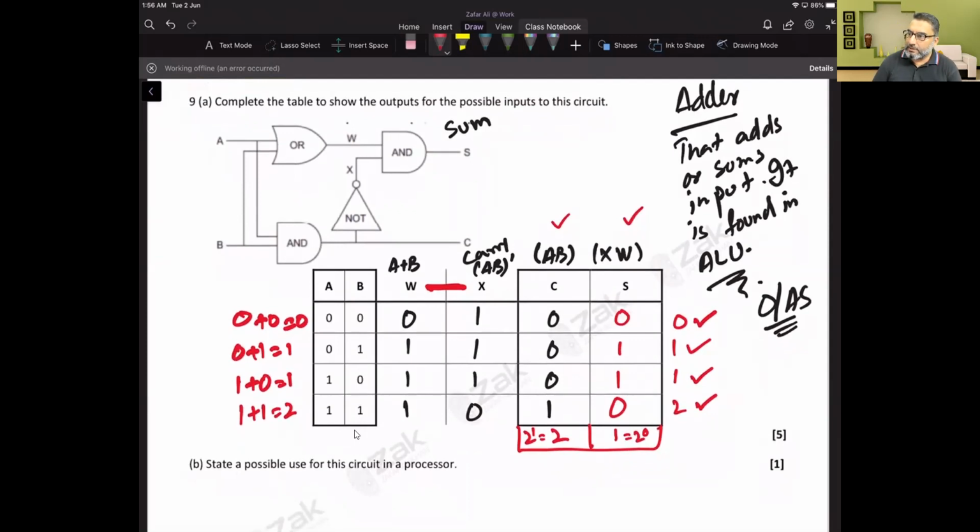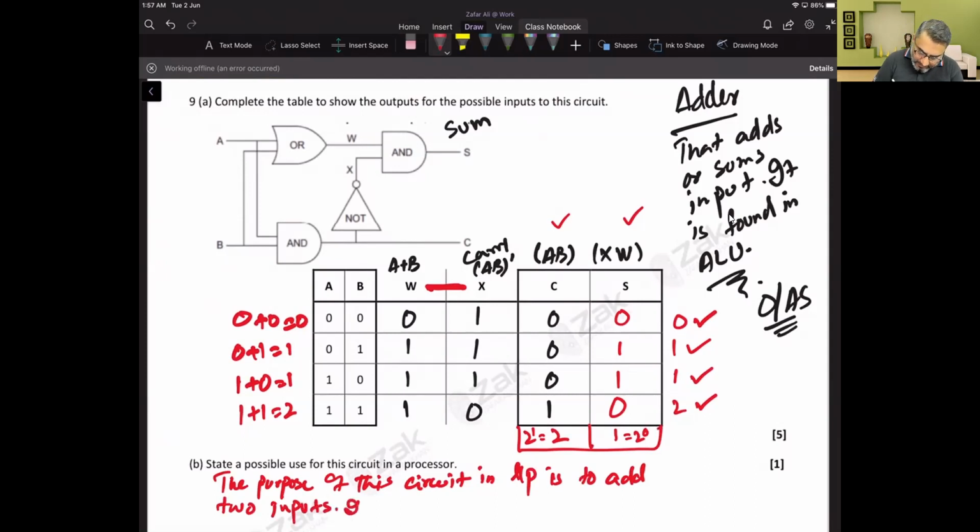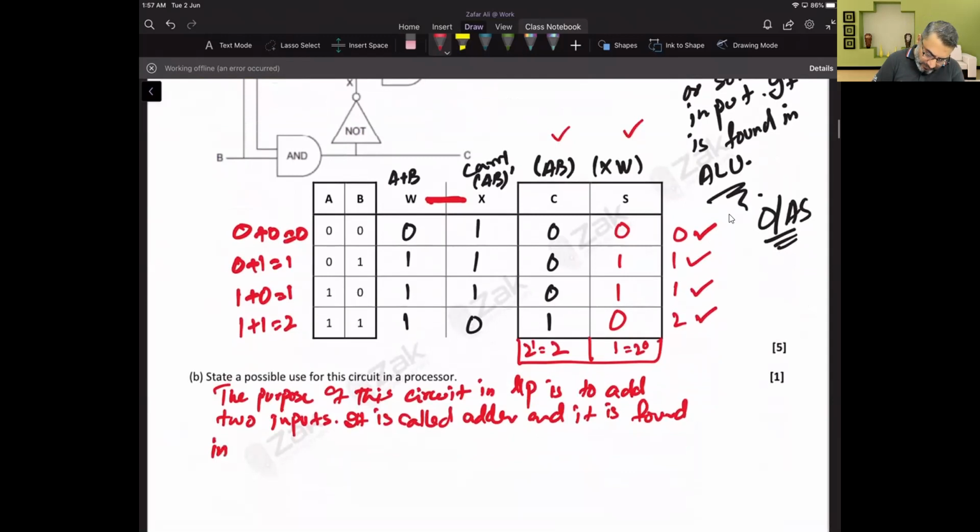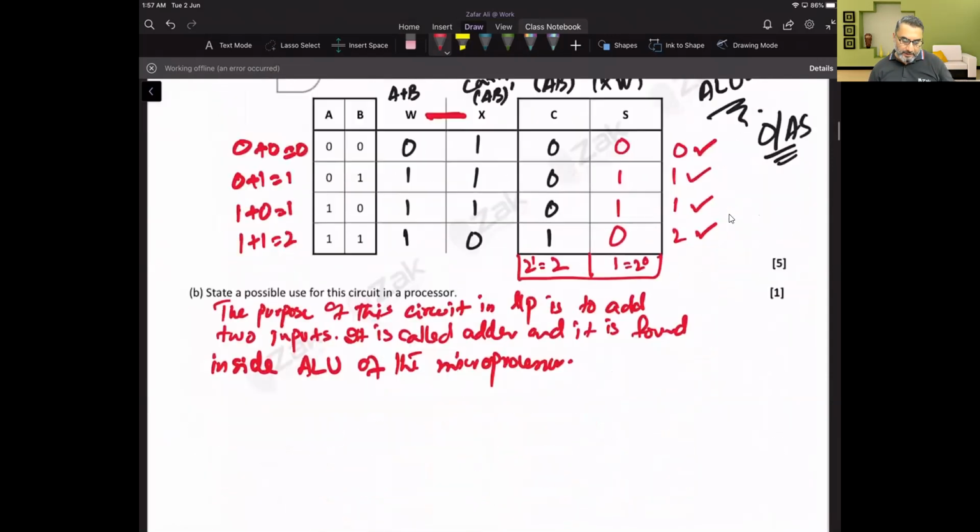As you can see in part B, state a possible use for this circuit in a processor. You can see that it adds or sums inputs, so it is found in the ALU. The purpose of this circuit in a microprocessor is to add two inputs. It is called an adder, and it is found inside the ALU of the microprocessor. I hope that you got the idea over here. Let's move on to the next question.